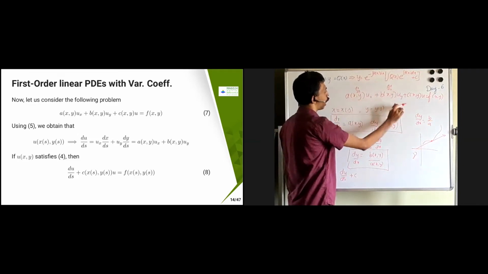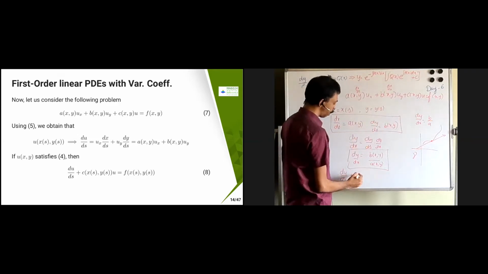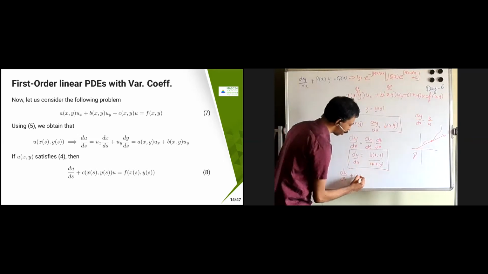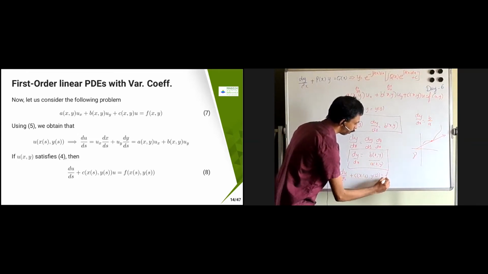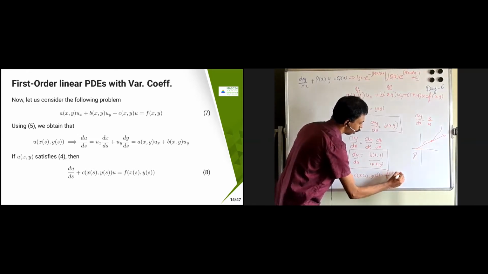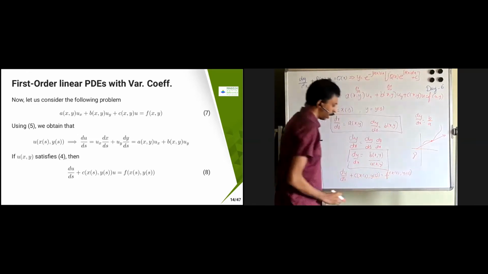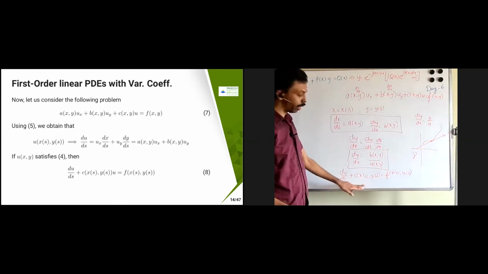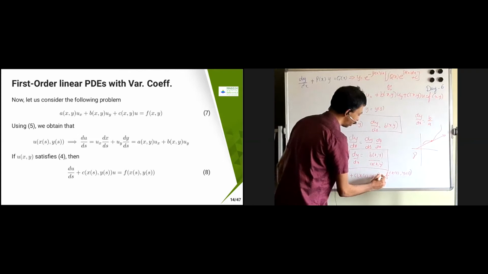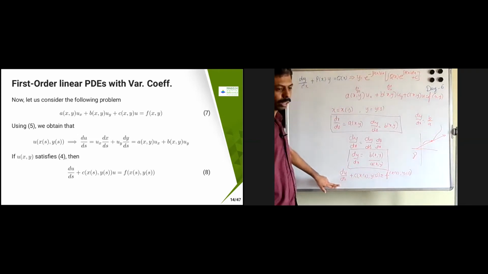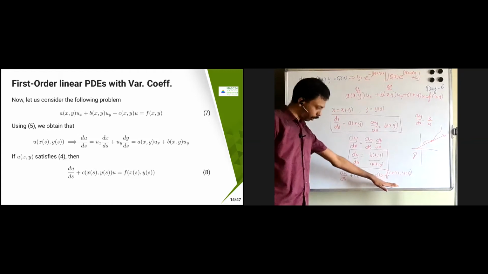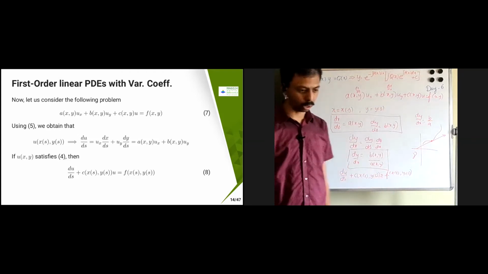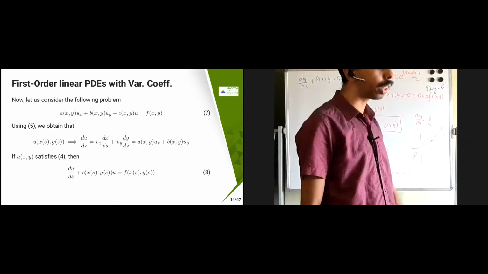So this term is du by ds, plus c of x of s, y of s times u, equal to f of x of s and y of s. Everything is a function of s only. That means this is an ODE. x and y are there, but x and y are again functions of s. Therefore, equation number 8 is only an ODE.